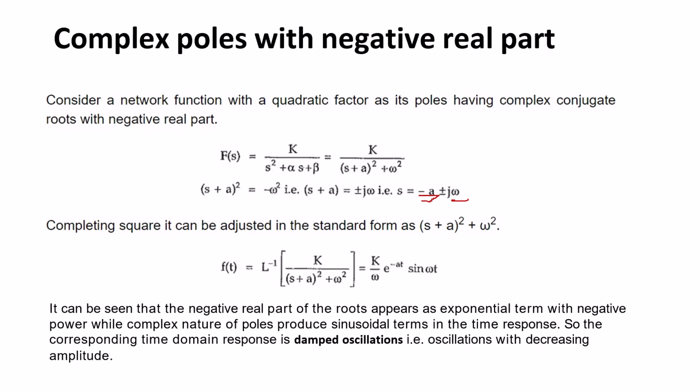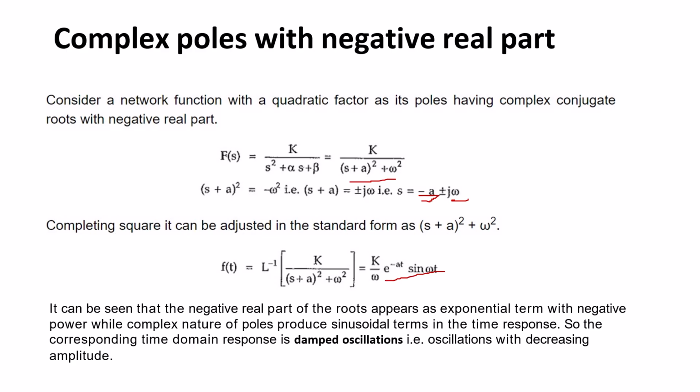Now, if you take the Laplace inverse, for s plus a it will give e to the power minus at, and the Laplace inverse of s square plus omega square will give you sine omega t. So the time domain representation of this system is basically some gain times e to the power minus at sine omega t.